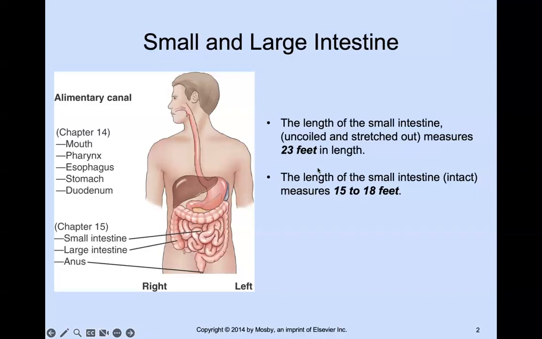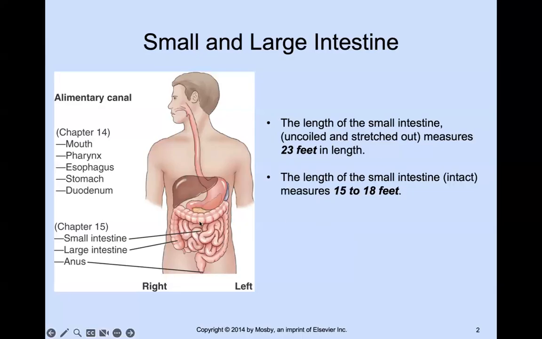So the small intestine measures 23 feet in length, uncoiled and stretched out. Okay, 23 feet. That is very, very long. So that is once it is stretched out. And then the length of the small intestine intact, without being uncoiled and stretched out, is 15 to 18 feet. So make sure when you're answering questions, you're paying attention to the wording. Okay, if it's uncoiled, it's 23 feet. If it's intact, it's 15 to 18 feet.